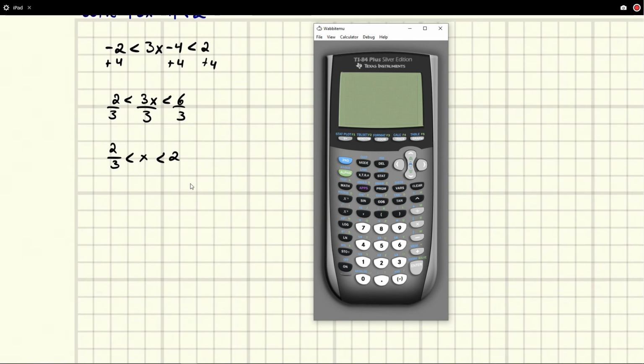Now, to write this in interval notation, we'd have parentheses because we've got no equals to on the inequality. And we'd have 2/3 on one side, and we'd have 2 on the other side. And we'd say that x is an element of the interval (2/3, 2). So it's got to be somewhere in this interval, and this would be our answer.